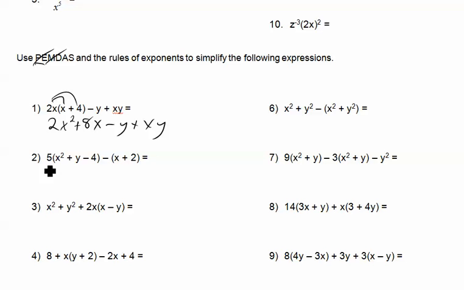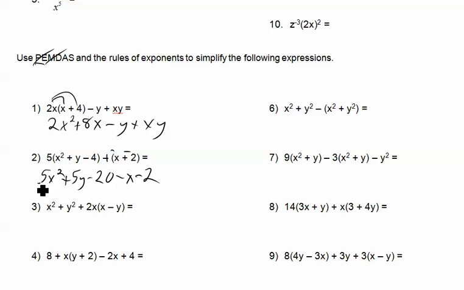So we're going to distribute. So 5x squared plus 5y minus 20. Remember with this negative here, we're going to distribute the negative. We change this to plus. We change all the signs inside. So this becomes a negative x and a negative 2.